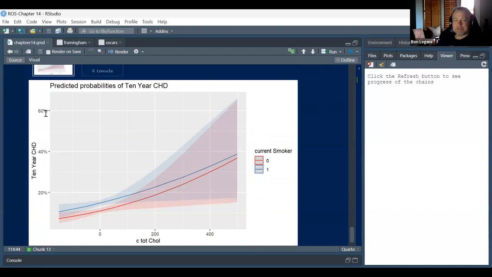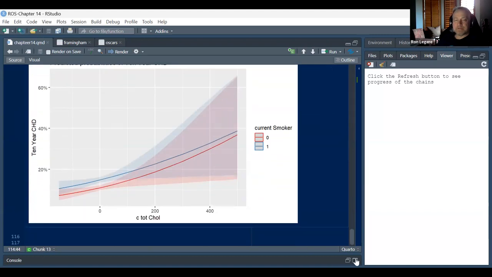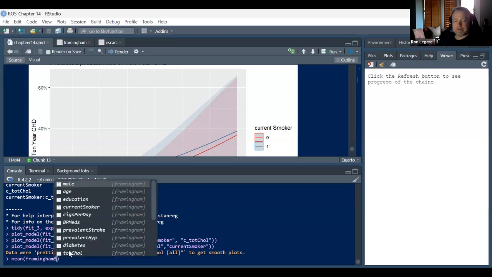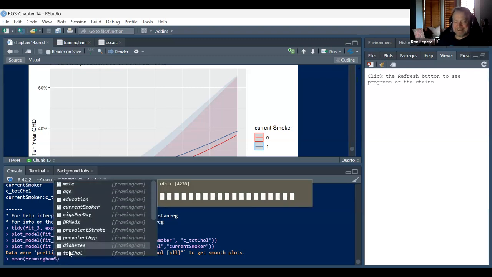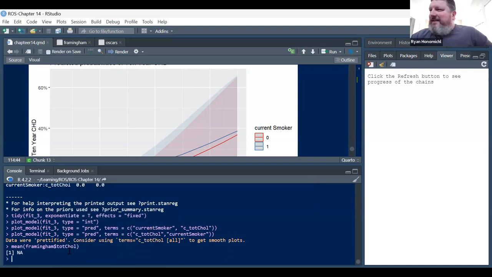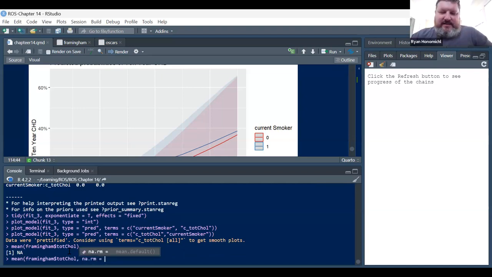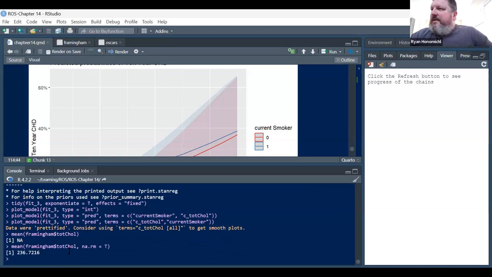By the way, what was the mean cholesterol? That's a good question. Let's see. Mean. Oh, there are NAs in there, we've got to handle those. Pretty damn high.